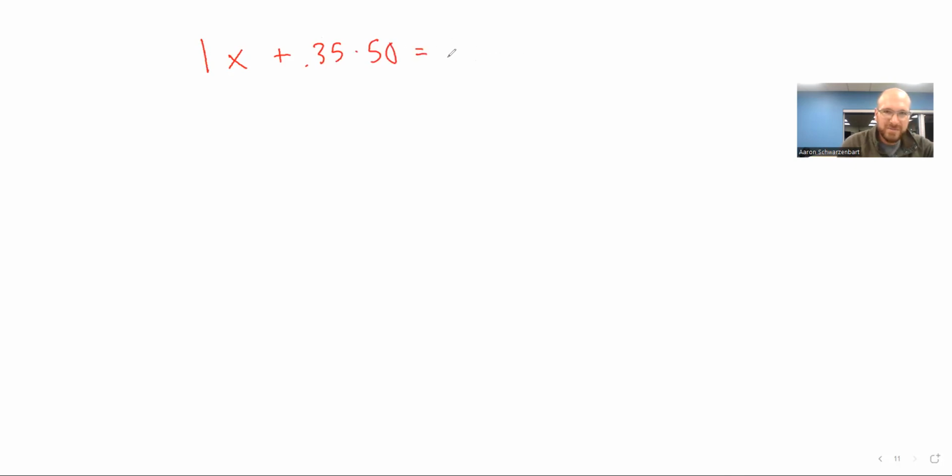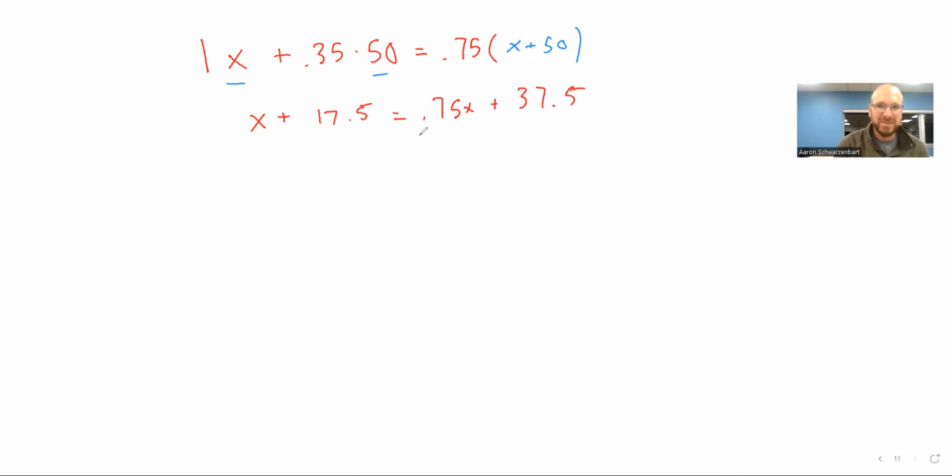equals, and I need 75% acid. 75, my total here, my amount part was x and 50. So I'm going to say that's x plus 50. This becomes a pretty straightforward equation to solve. I do need a calculator because I don't know what 0.35 times 50 is, and I don't have the brain right now to do this. 17.5. So yes, feel free, use a calculator. 0.75x plus 0.75 times 50 is 37.5.